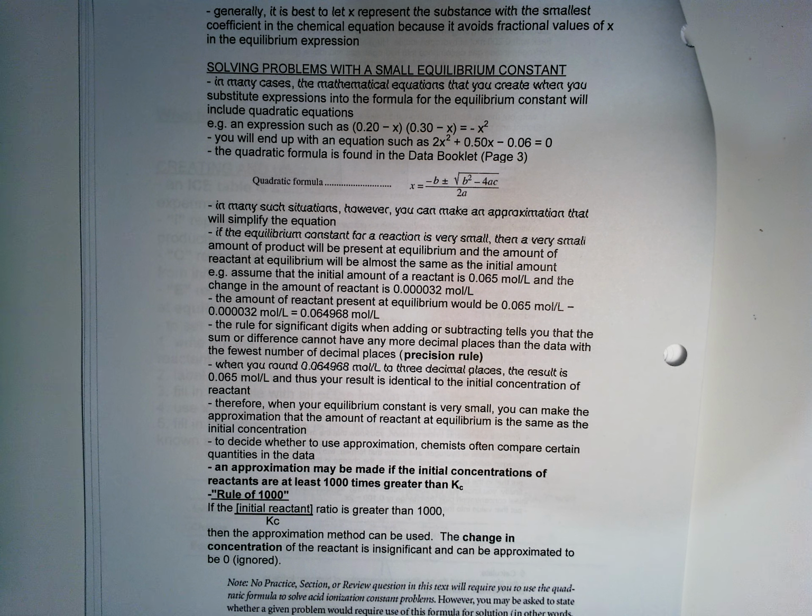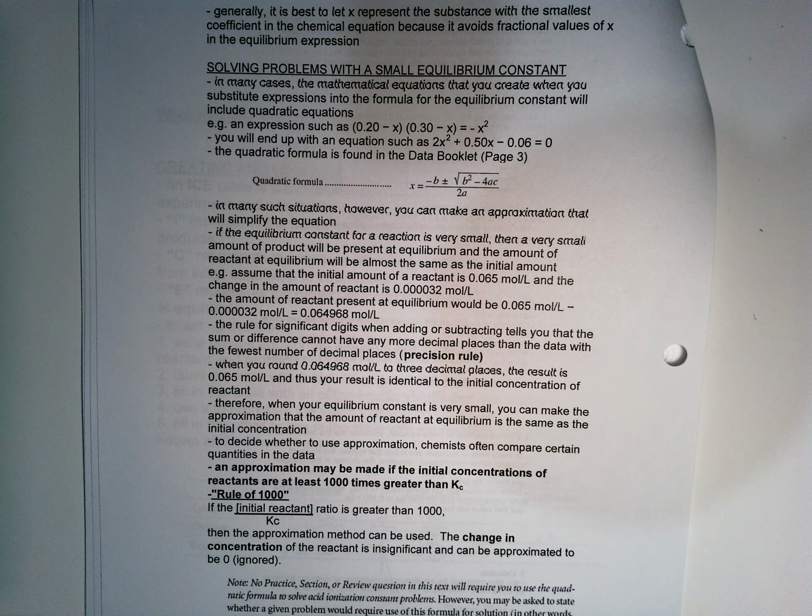So that example is the most basic form of how we could use the ICE table to solve for the equilibrium constant. Generally, it's best to let X represent the substance with the smallest coefficient in the chemical equation, because then it avoids fractional values of X in the equilibrium expression.